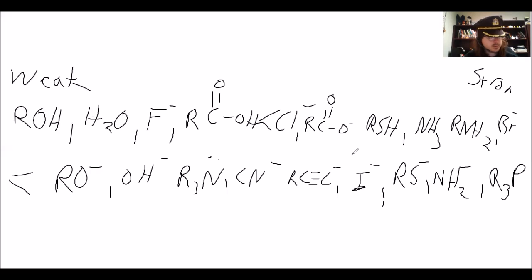So the smaller ones are weak, the less charged ones are weak, and the more charged, bigger ones are strong. Still, sometimes it's kind of hard to tell. But basically, if you get these bottom row, that's probably strong. If you get these top two or three, it's probably weak. If you get in the middle, it's hard to tell. But okay.